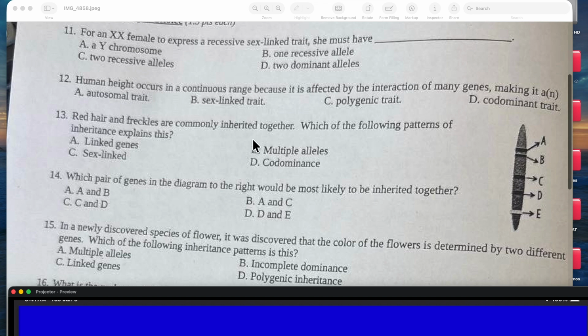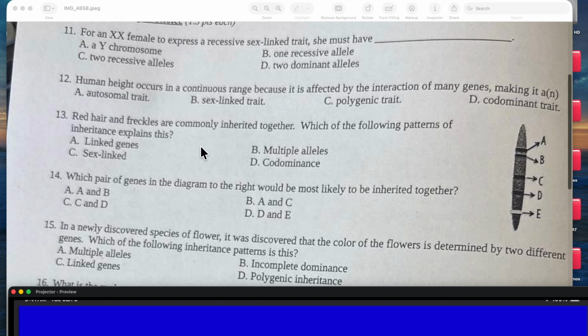Next, we have a string of multiple choice questions that don't require math. Number 11, for an XX female to express recessive sex-linked trait, she must have 2 recessive alleles. If one were dominant, it would manifest. Number 12, human height is a continuous range because it is affected by the interaction of many genes. Many is poly, genes, polygenetic.